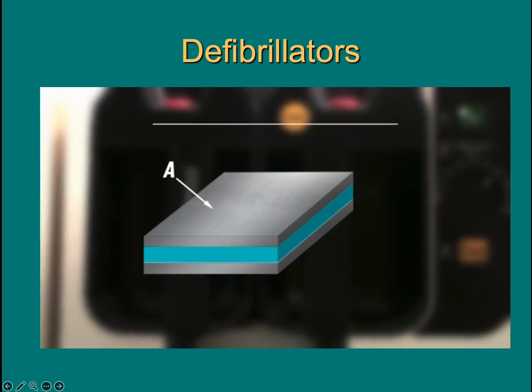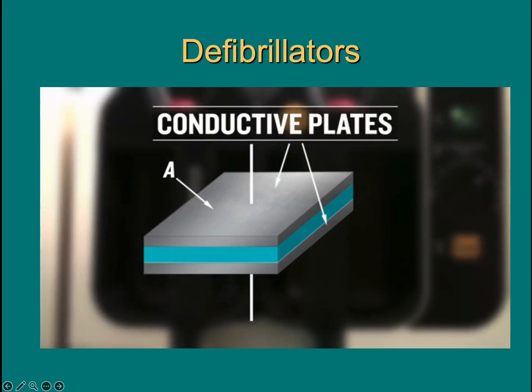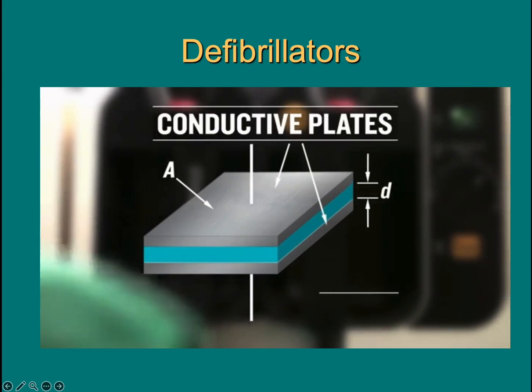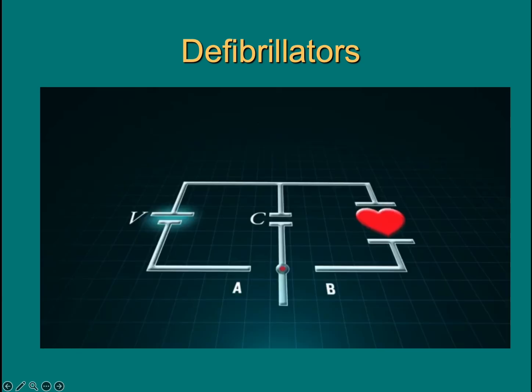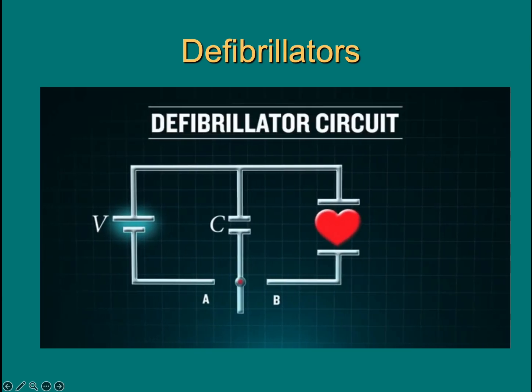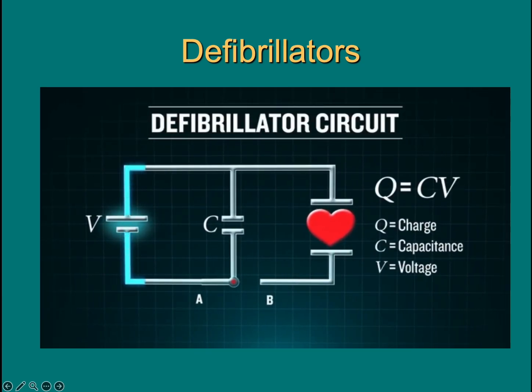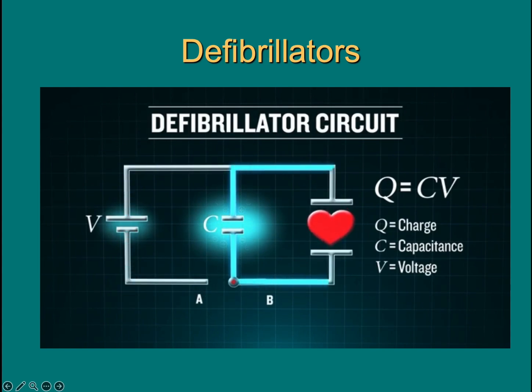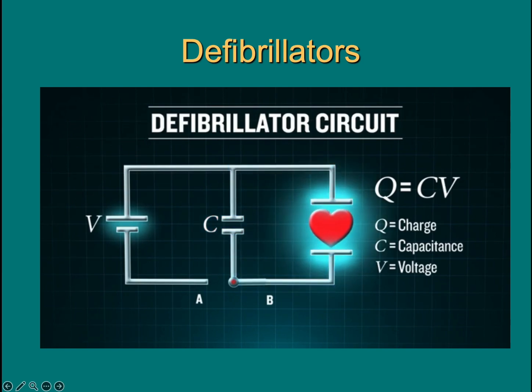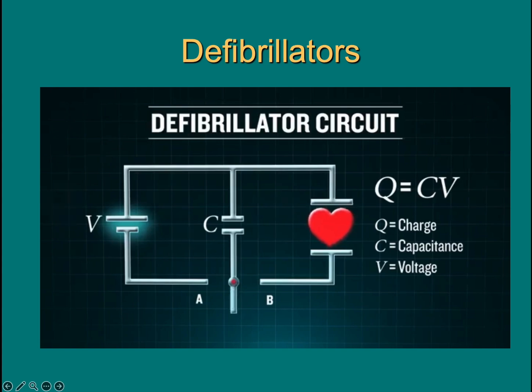It consists of two parallel metal plates separated by non-conducting material called a dielectric. In a defibrillator circuit, by closing the switch to position A, the capacitor will charge up to a voltage equal to the applied voltage. When shifted to position B, the capacitor rapidly discharges through the paddles to the person and helps get the heart beating normally.